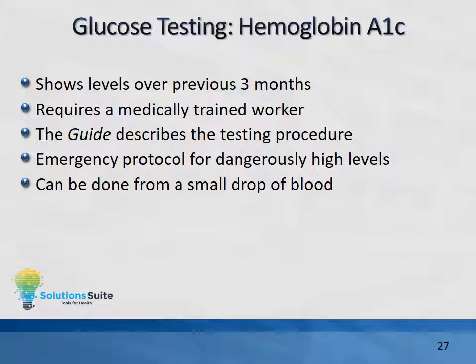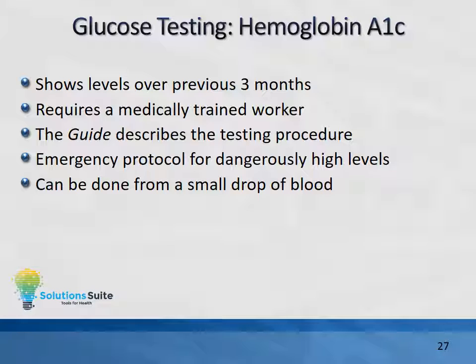In our guide, we recommend using the Hemoglobin A1C test, which gives blood glucose levels over the past 3 months to determine whether a person has diabetes or prediabetes. Our guide includes a description of the procedures, the supplies, and the equipment needed, as well as an emergency protocol for people with dangerously high glucose levels.